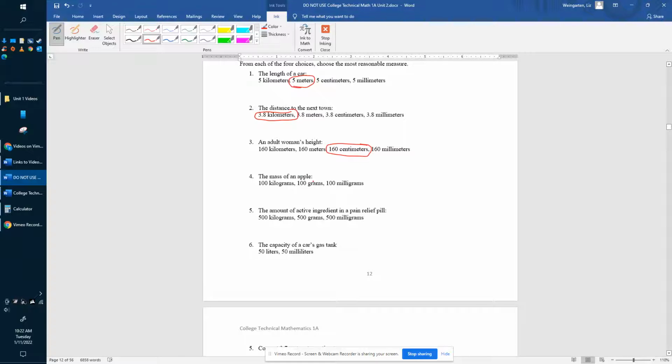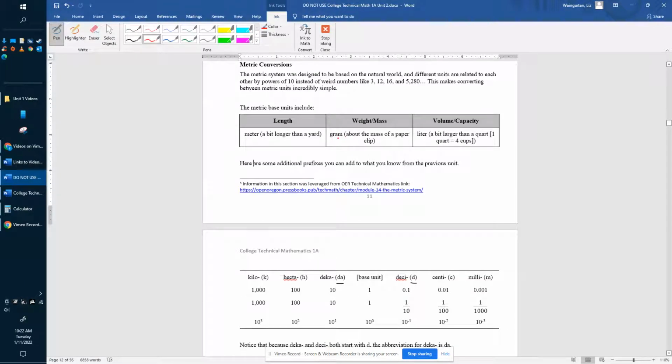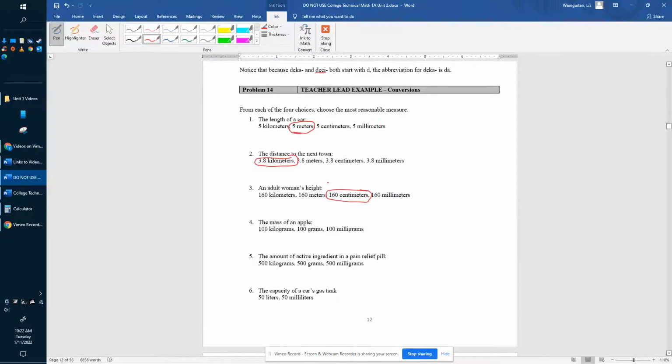The mass of an apple. Let's look at our table up here again. When we're talking about grams, a gram is about the mass of a paperclip. Would it be 100 kilograms, 100 grams, or 100 milligrams? About how much do you think 100 paperclips weigh? Do you think a box of 100 paperclips would weigh about as much as an apple? I'd say that's probably our best guess.